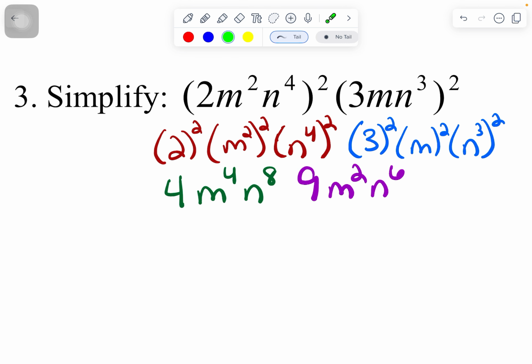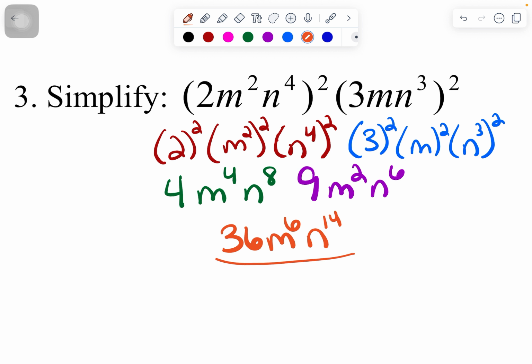All right, so now I'm going to take this green expression here times that lovely purple expression right there. I will use orange because I can. Multiplying what I can. So 4 times 9, so coefficient times coefficient. That's going to be 36. M, this is product rule. So m to the 4th times m to the 2nd. That's going to be m to the 6th. And n, I've got 8 plus 6. I'm kind of feeling a 14 there. So it should be 36, m to the 6th, n to the 14th.